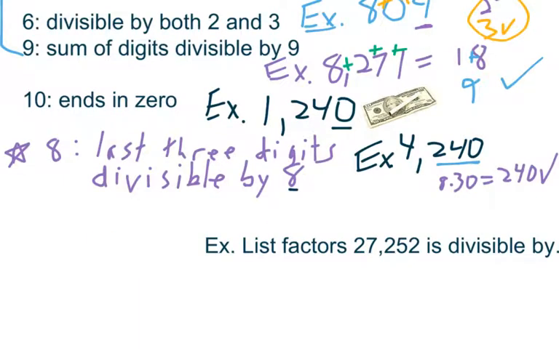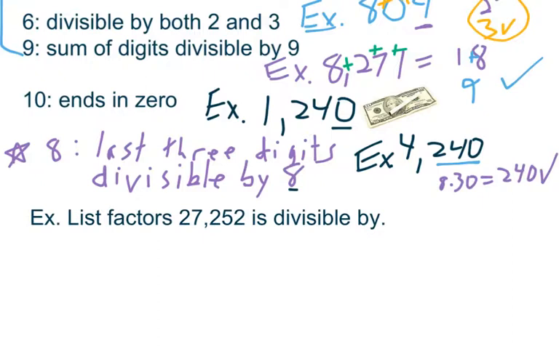Alright, let's apply what we've learned with our rules for our first example. So we want to list the factors that 27,252 is divisible by. I'm going to write out the factors I'm going to try, which are 2, 3, 4, 5, 6, 9, and 10. Remember, 8 is optional. That's like a challenge.